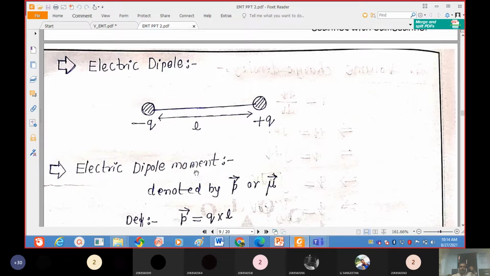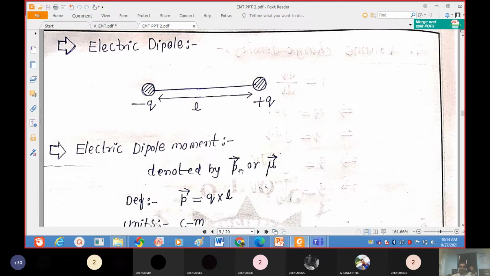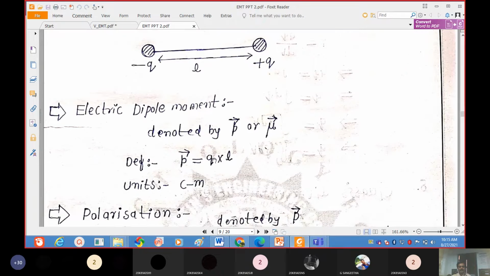Now, the electric dipole moment. We denote it as P. Two equal and opposite charges are separated. The charge of these charge carriers into the distance between the two charges is called the dipole moment. Here we take the distance as L. In some cases we take 2d, then it is Q into 2d. If the distance is L, then the dipole moment P is equal to Q into L. The unit of electric dipole moment is coulomb meter.